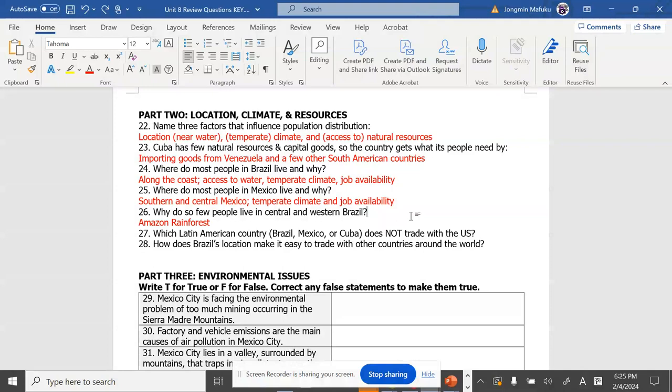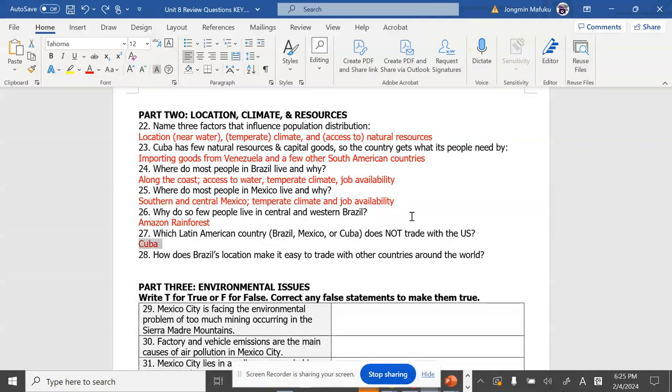27, which Latin American country does not trade with the US? The answer is Cuba. We know that Cuba has an embargo with us. We have an embargo with Cuba because of, we're going to talk more when we talk about the Cuban Missile Crisis.